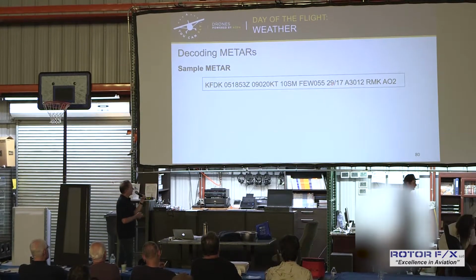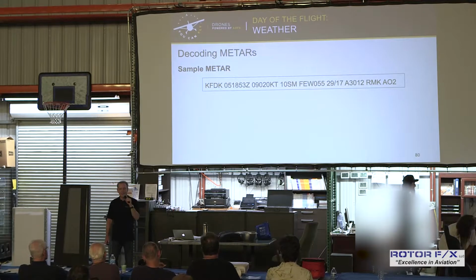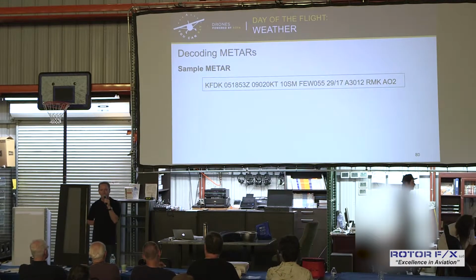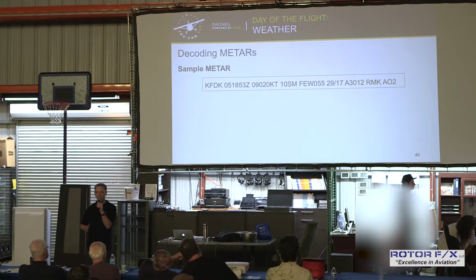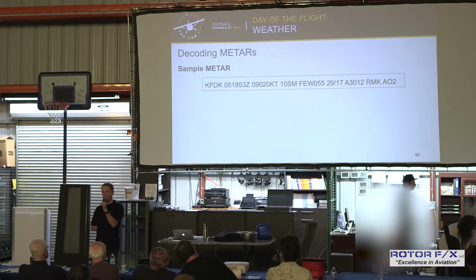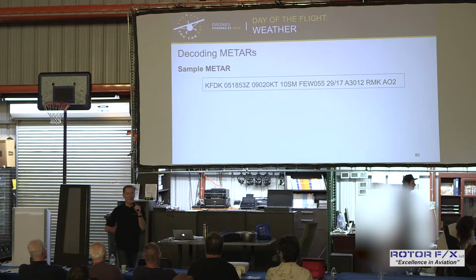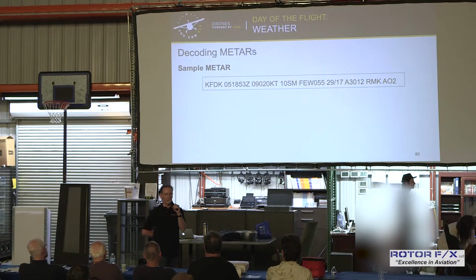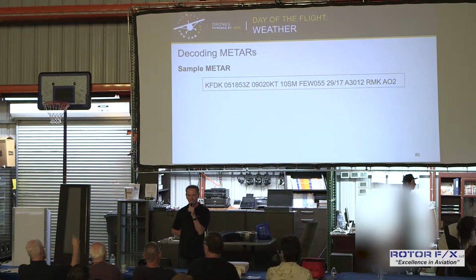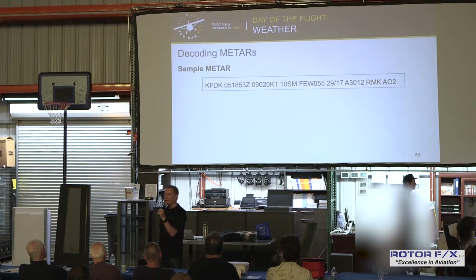What do you think that might be? 2917. That's your temperature and dew point, right? So the current temperature is 29 degrees. The dew point is 17. Who can tell me what the dew point is? What's the dew point? 17, but what is a dew point? Moisture, thank you.